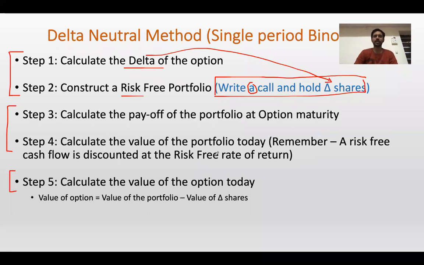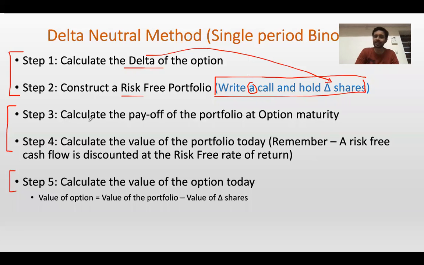If I come back to the PPT, what we did was first we calculated the delta of the option as y2 minus y1 divided by x2 minus x1. Then we constructed a risk-free portfolio. I've not shown you the logic behind how we have arrived at this equation of writing a call and holding delta shares, but I've actually shown you that writing a call and holding delta shares gives you a risk-free portfolio. Okay, and don't worry, I would say just learn it by heart for now, that writing a call and holding delta shares gives you a risk-free portfolio.